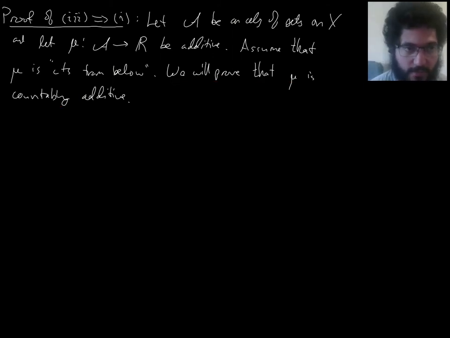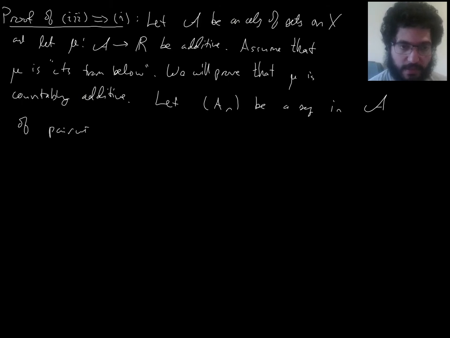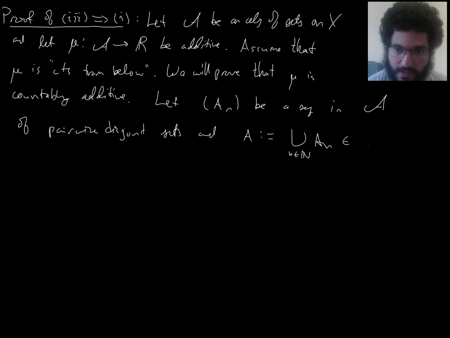So to prove mu is countably additive, I should consider any sequence of fancy sets in fancy A. I guess you could call them fancy sets if you want to. And let's assume they're pairwise disjoint. And also we need the union. Let's call that A. So I'm defining the A to be the union of these, and I need to assume that that's in there. That's not automatic because this is not necessarily a sigma algebra here.